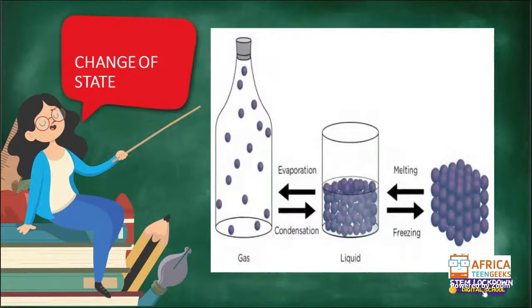Now, the gas or vapor will condense and turn into a liquid. As we continue to remove heat, the liquid starts freezing, or solidifying, to give us the what? The solid. The process whereby a gas turns into a liquid is called what? Condensation. And the process whereby a liquid turns to solid is called freezing.